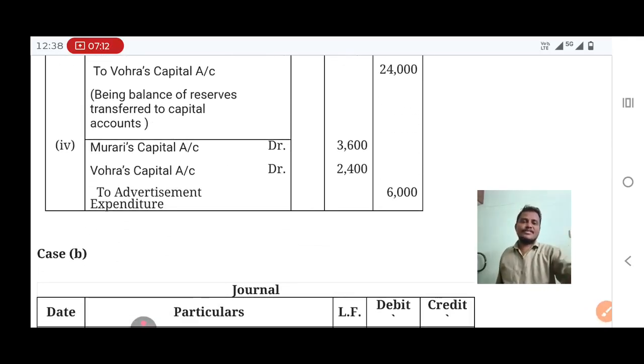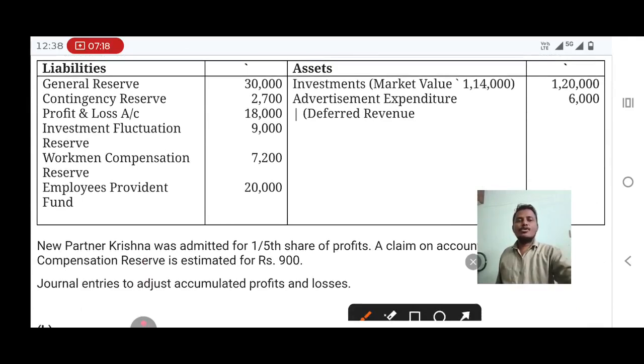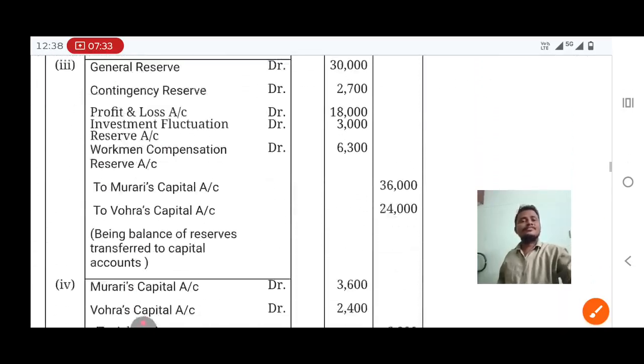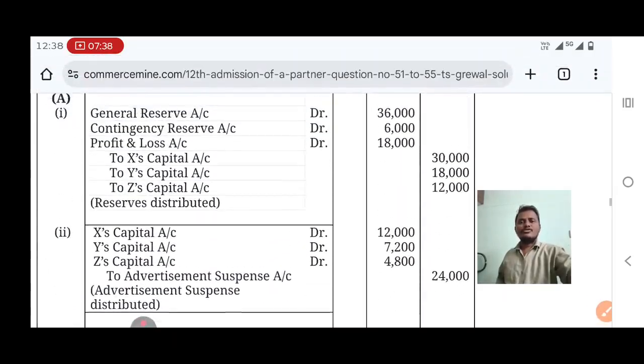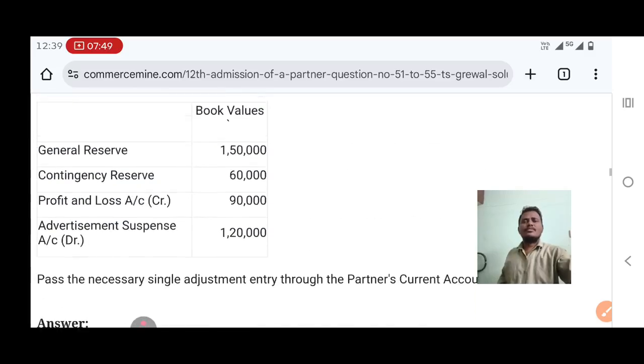Then advertisement suspense account, which is shown on the asset side of the balance sheet. I already told you that if an asset side item is shown, it should be shown on the debit side of the partners capital account. So the journal entry will be partners capital account debit to advertisement suspense account. They have shown here the same thing, partners capital account debit to advertisement suspense account. In the old ratio they have split. Very easy.